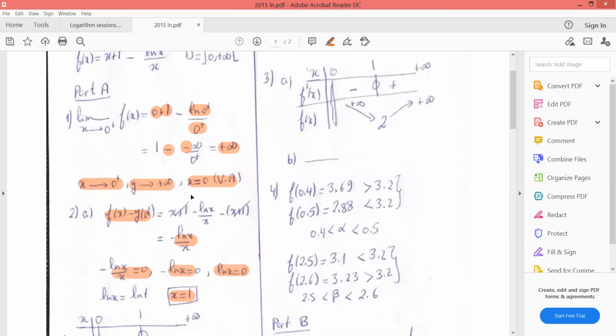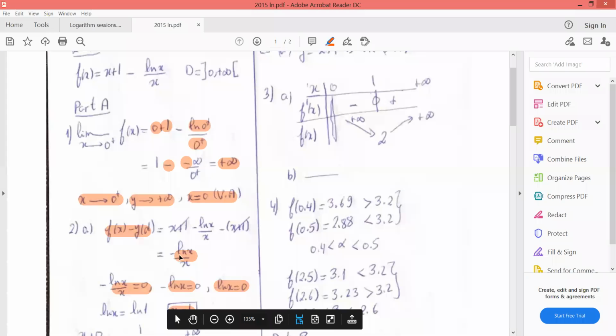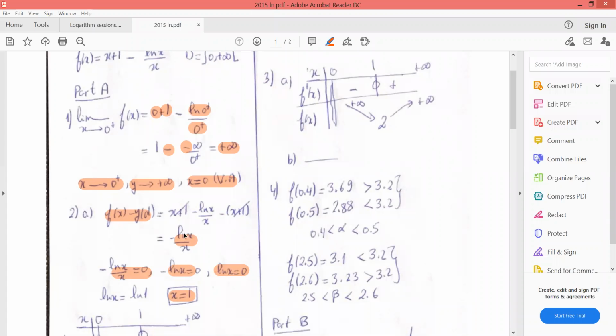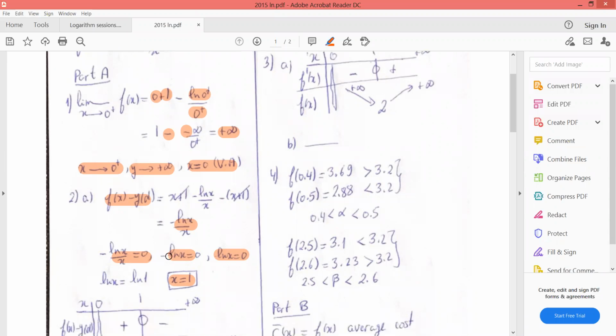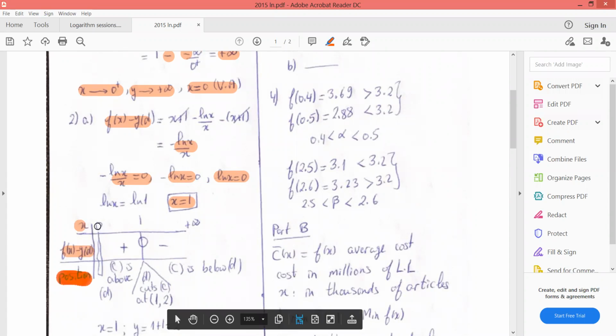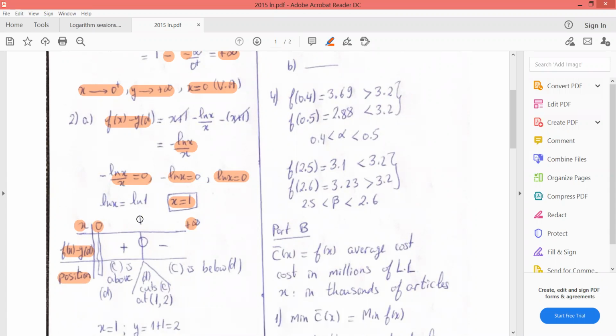Any questions still here? Minus ln x over x is not a negative number always. X is positive, but ln x could be positive, could be negative. We make a sign table to study the position. f(x) minus y_D we put here in the first row. Here we put the domain 0 plus infinity. We put the value of x from here, 1.